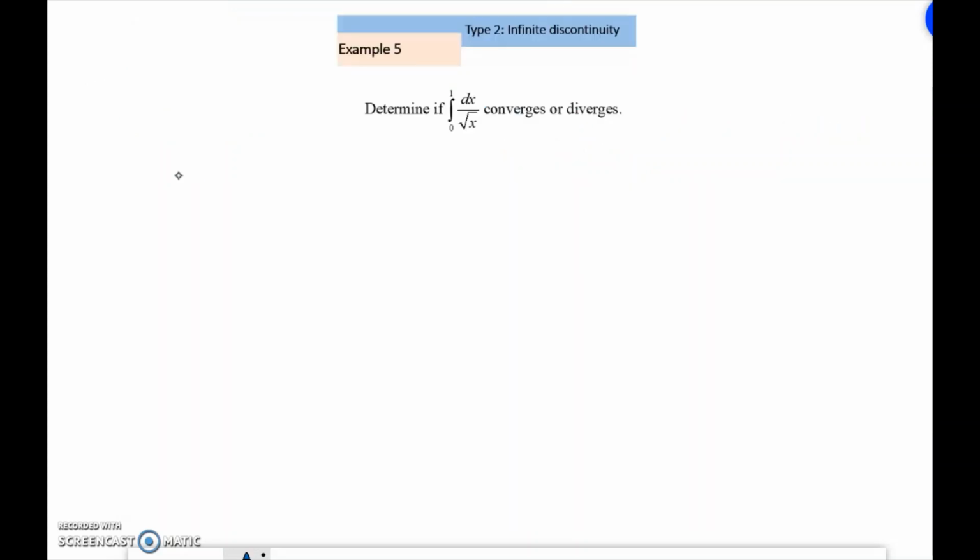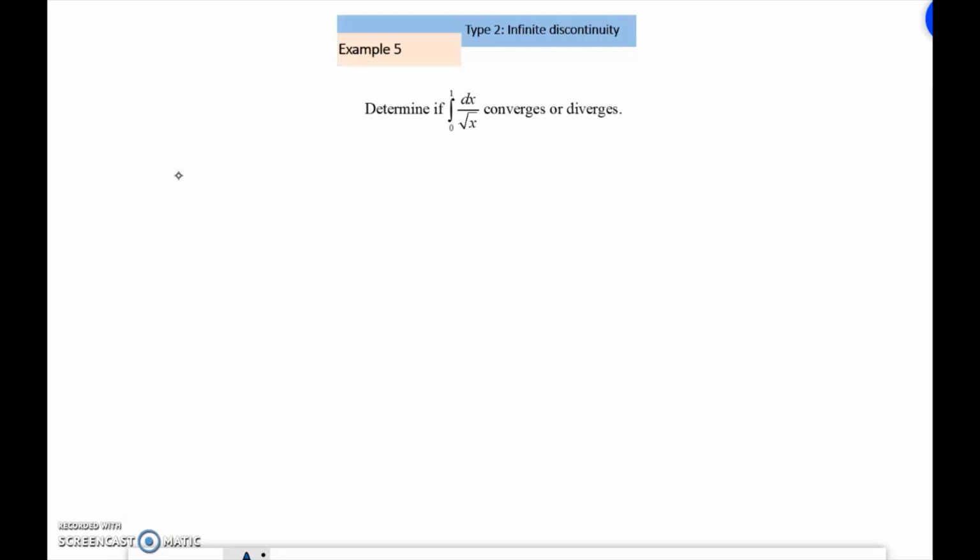Now we proceed with the second example. Determine if this function converges or diverges. So for the previous example, it should be convergent because we have a finite value, so the integral converges.